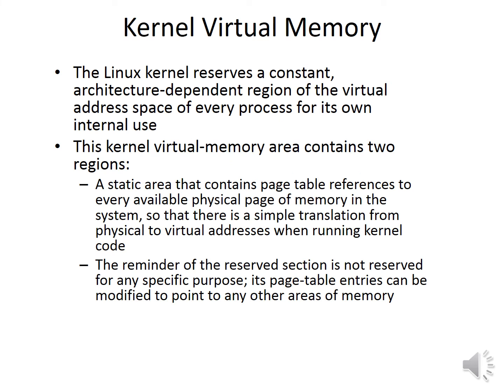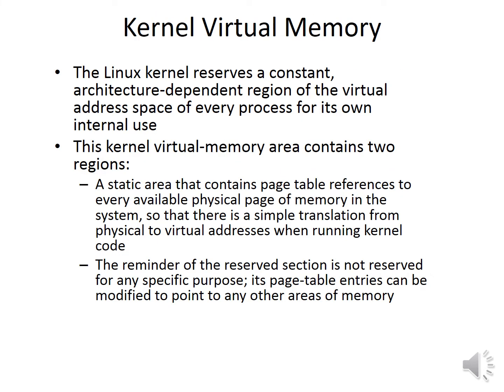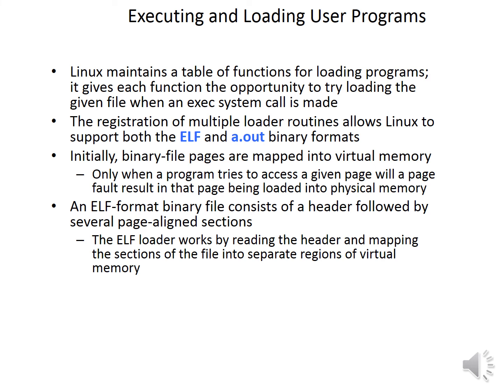Kernel virtual memory contains two regions: a static area and the remainder of the reservation section. The static area contains page table references to every available physical page, so that there is a simple translation from physical to virtual address when running kernel code. Next: swapping, kernel virtual memory, and executing and loading user programs.